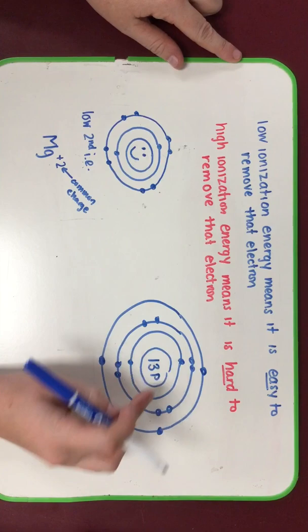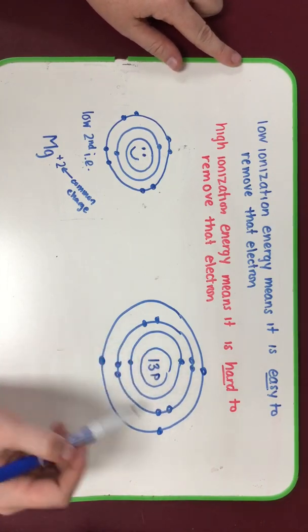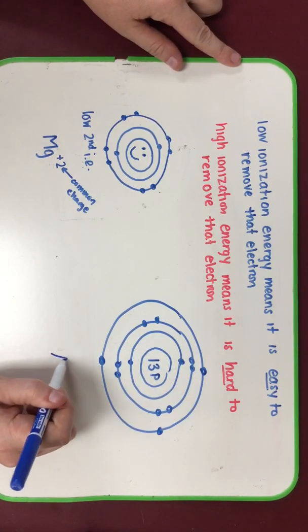Similarly, if we look at aluminum, aluminum starts with 13 protons, 13 electrons.